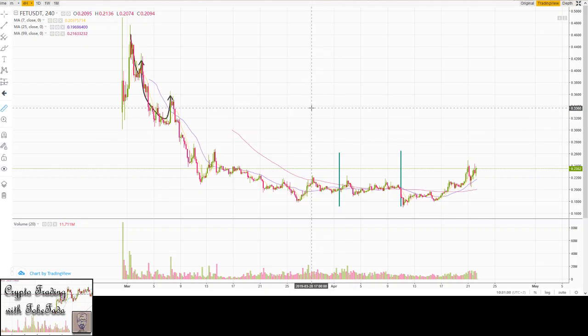So today we'll talk about the FET USDT trading pair and how it relates to Bitcoin, and also we're going to have a look at its fractal and what we've been saying in some videos, I think some weeks ago, and how the prediction played out so far.